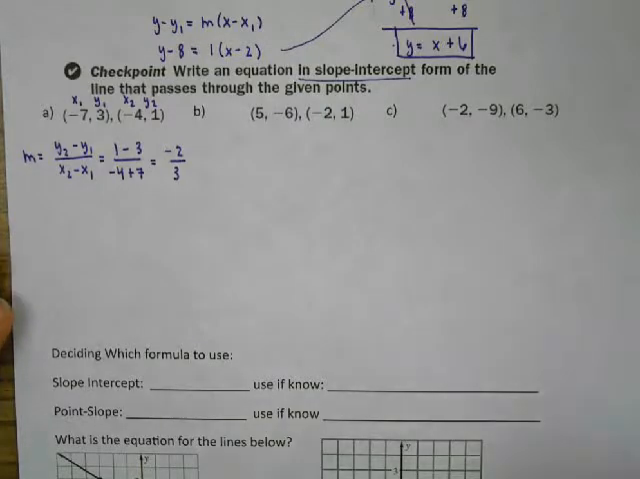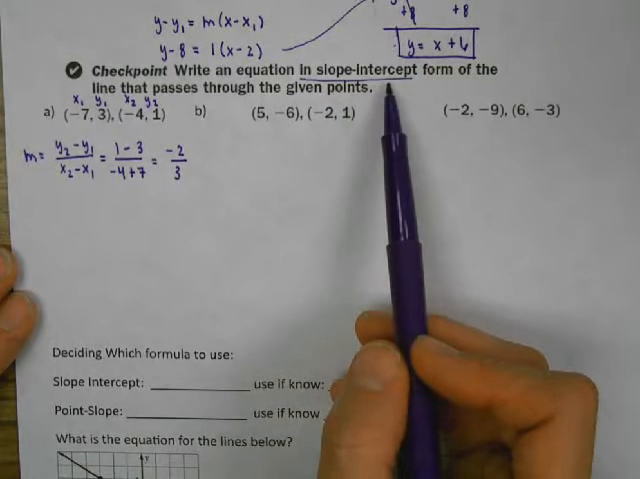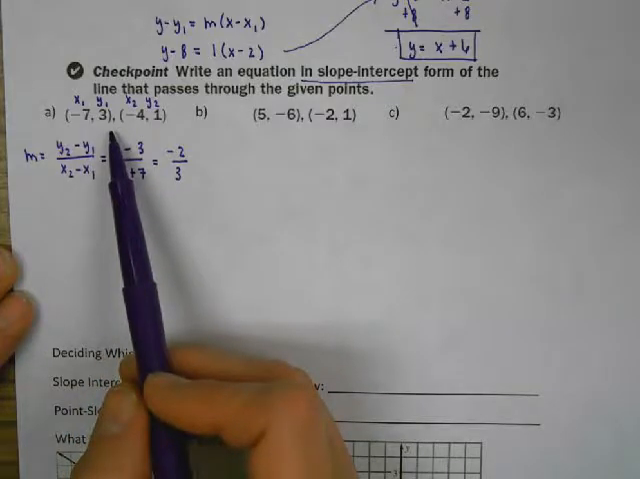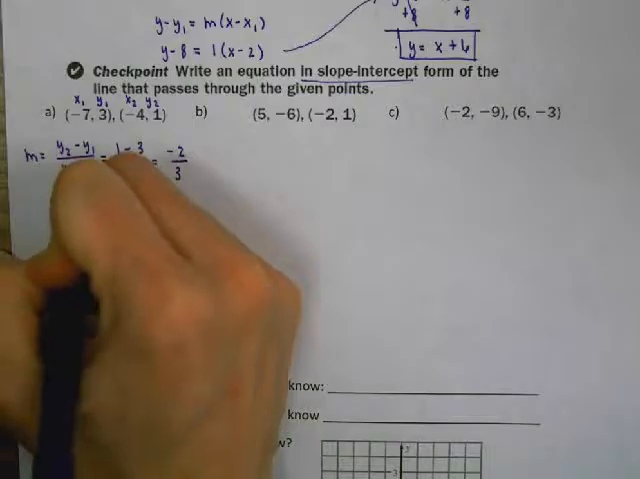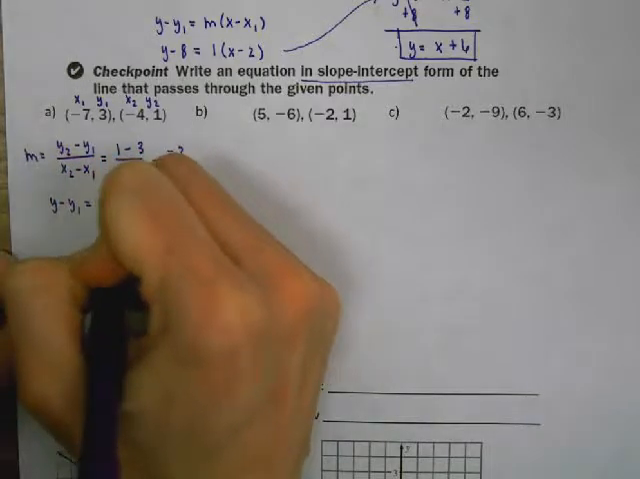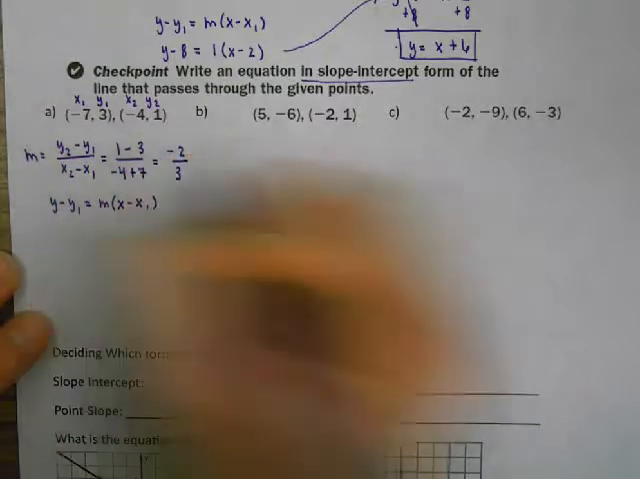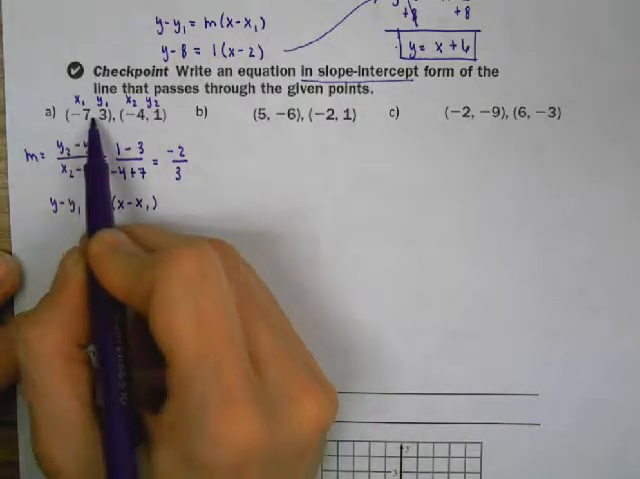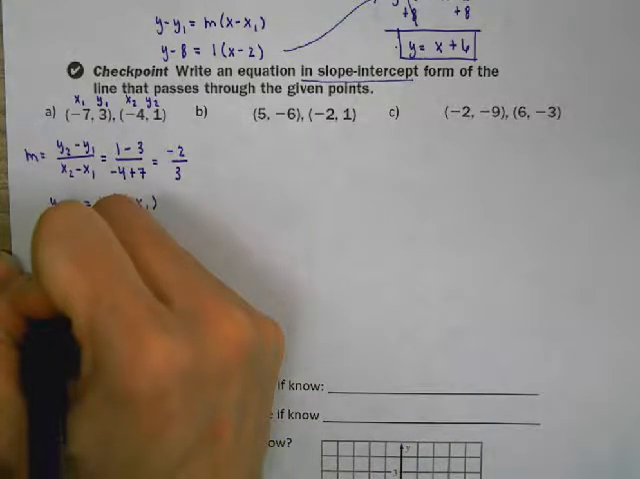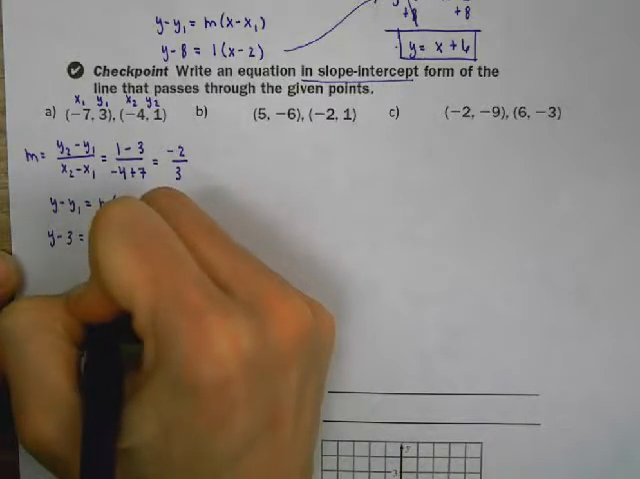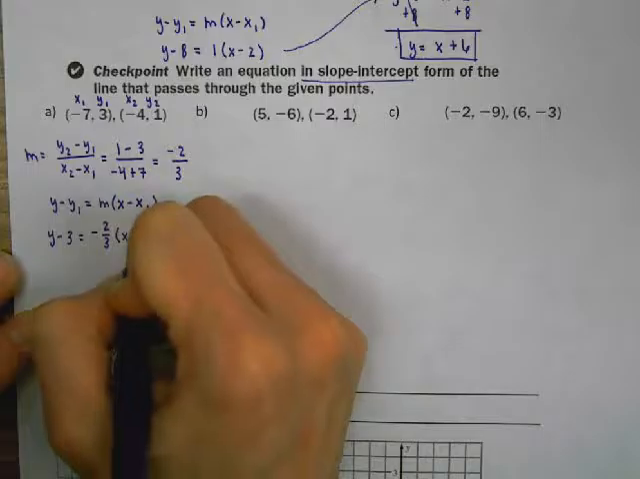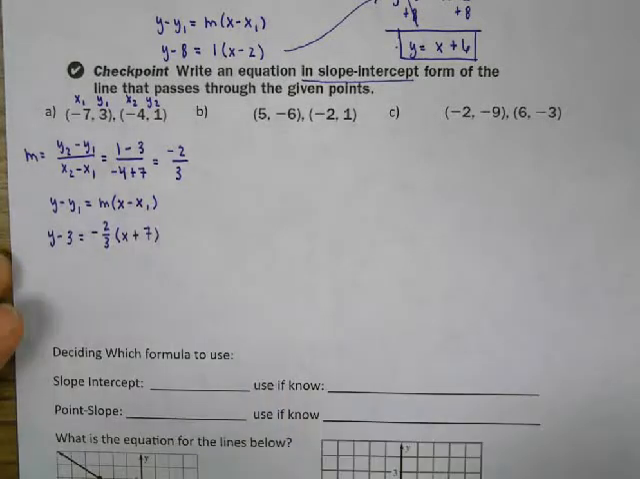Again, I can't go right to slope-intercept form because I don't know the y-intercept. So I'm going to start with point-slope form, which is y minus y1 equals m times x minus x1. I'll plug in my points and my slope, so I get y minus 3 equals negative 2/3 times x plus 7. So there's our equation in point-slope form.